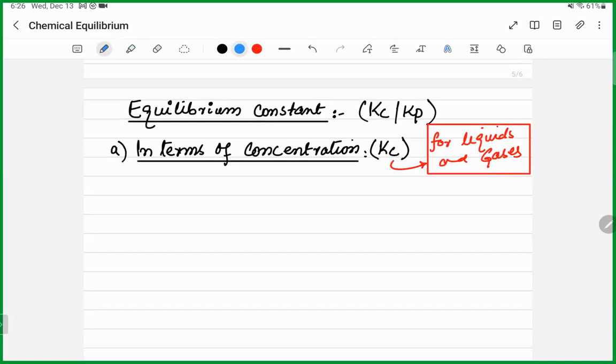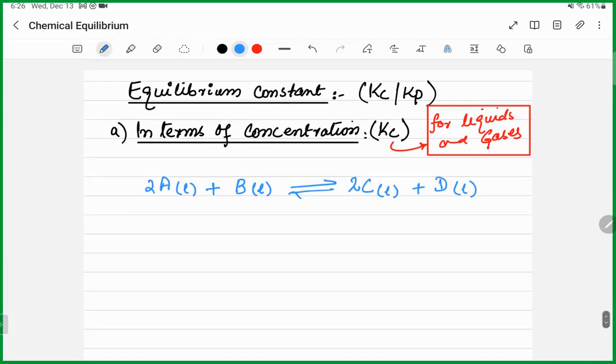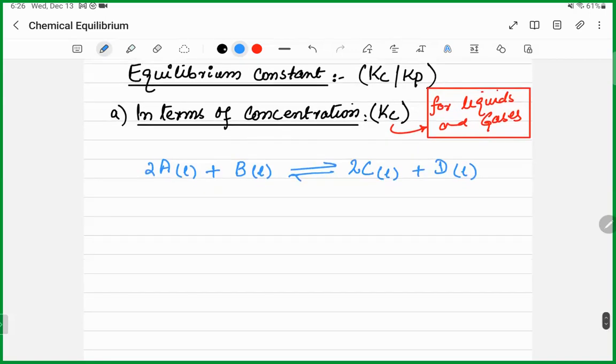Let's suppose we have a chemical reaction in which 2 moles of A in liquid form react with B in liquid form, forming 2C in liquid form plus D in liquid form. Okay? Clear? For this reversible reaction, the first thing to remember is that in chemistry, square brackets mean concentration. Okay? Square brackets mean concentration.